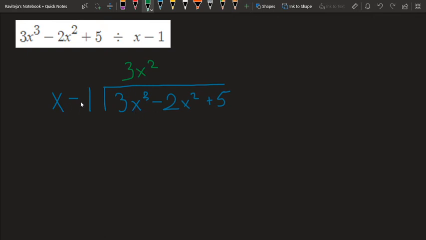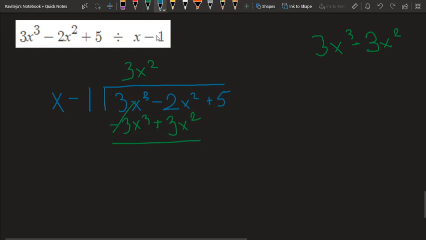So now we want to multiply x plus 1 by 3x squared, which would give us 3x cubed minus 3x squared. But we once again reverse the signs, which would be minus 3x cubed, plus 3x squared. So these two would cancel out, and then negative 2x squared plus 3x squared is minus x squared. Okay, so now we want to see x times what equals negative x squared?